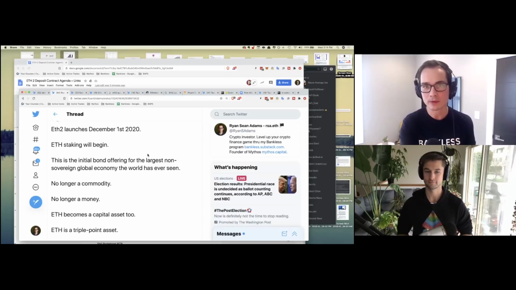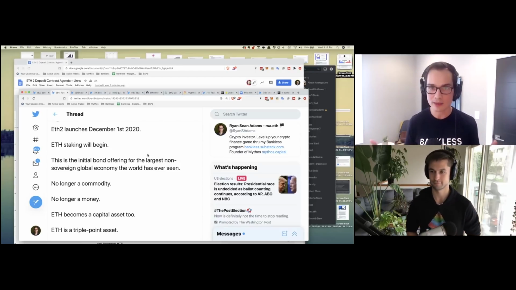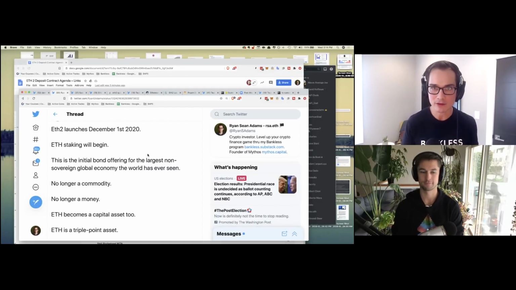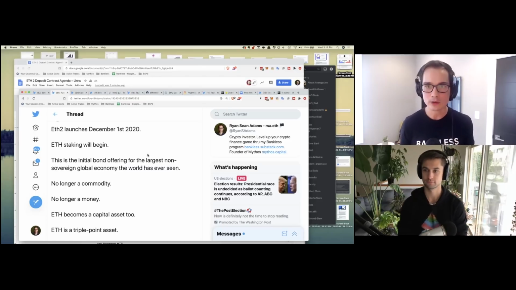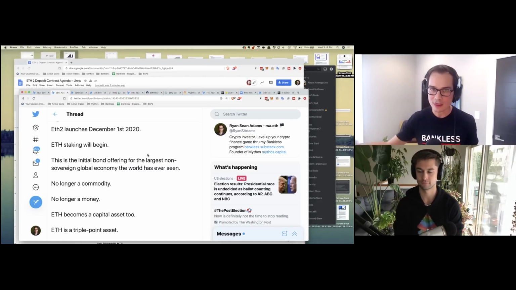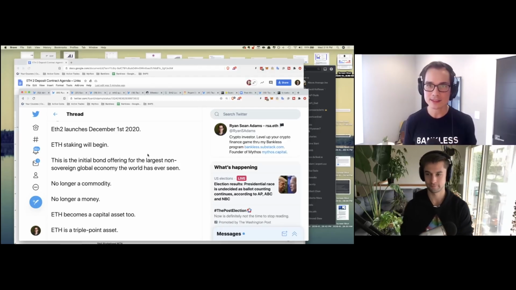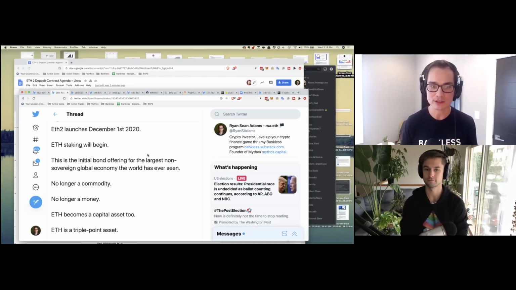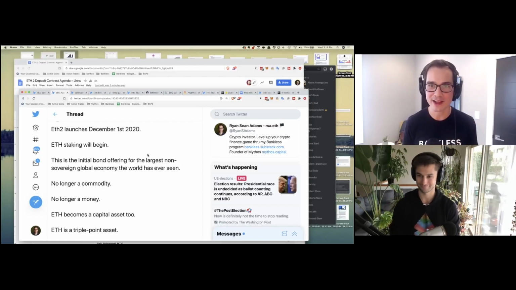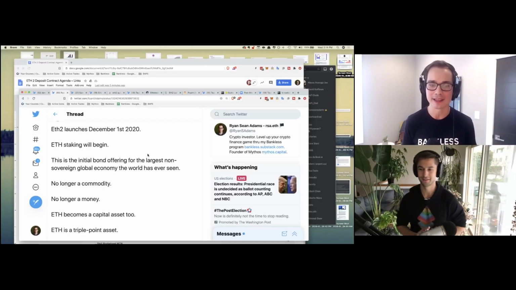We talked so many times before, David, about the triple point asset. Ether being a triple point asset, like you can use it as a commodity, pay for gas. You can use it as money, as a store of value, as collateral in DeFi. Well, this is that third point, right? This is using Ether as a capital asset to actually generate returns for you. And it's finally going live. I feel like I've been waiting forever, but it's finally happening.